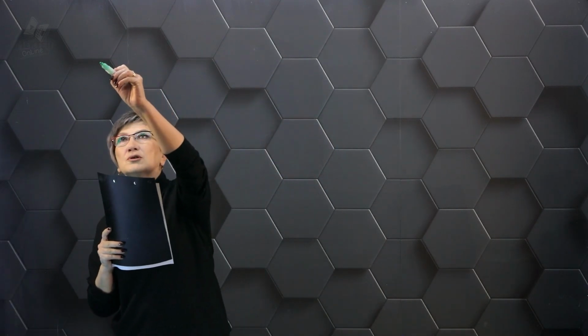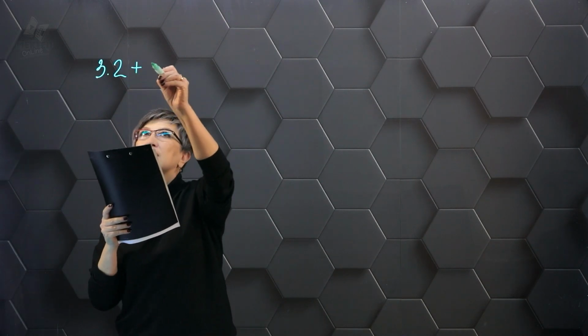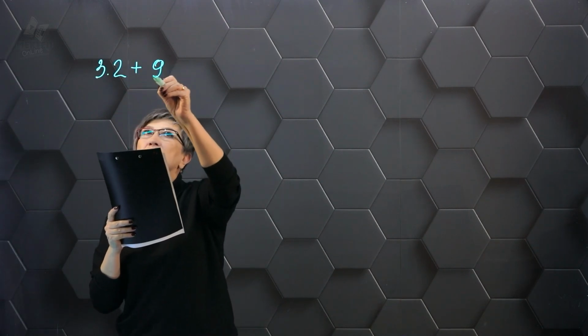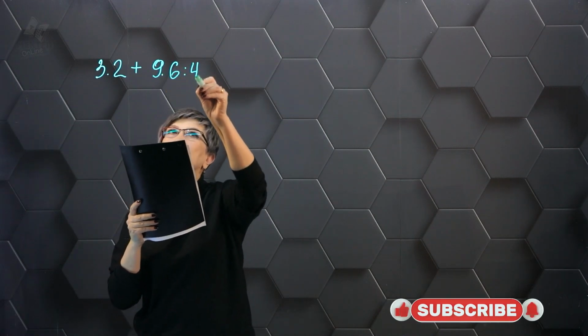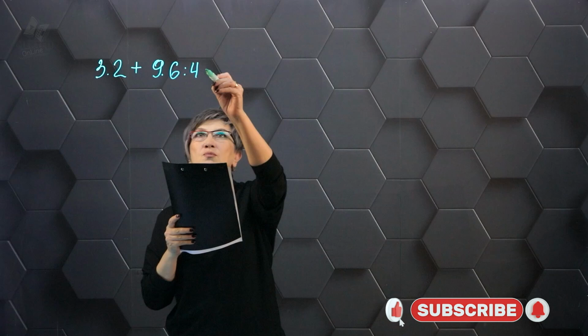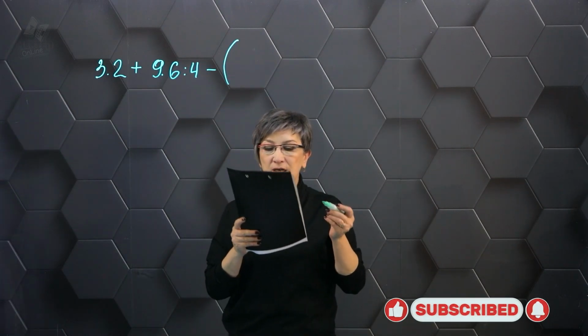Hello, today in the lesson we will study another example in which we will add, subtract, divide and multiply decimal fractional numbers. The example looks like this. We're going to add 3 whole numbers, 2 decimals. We'll need to add the result of dividing 9.6 by 4. And then we need to subtract the next expression.